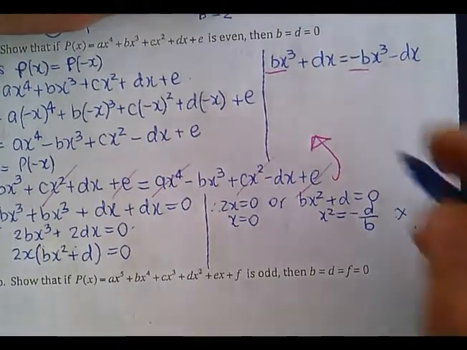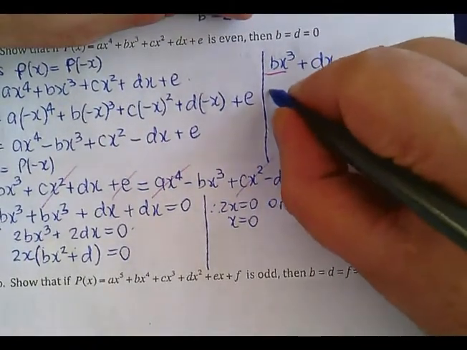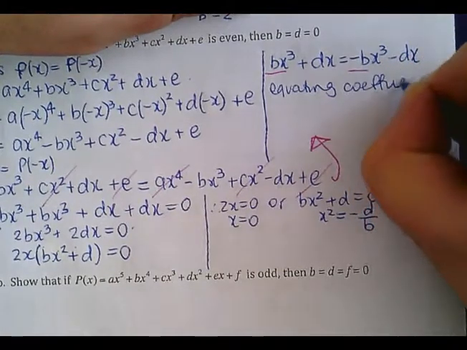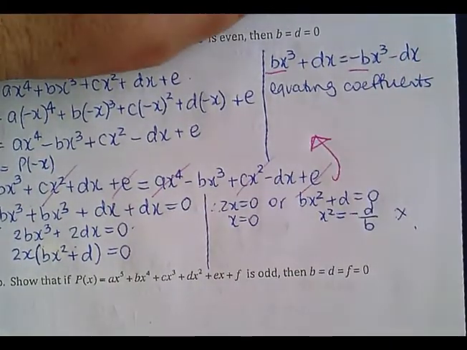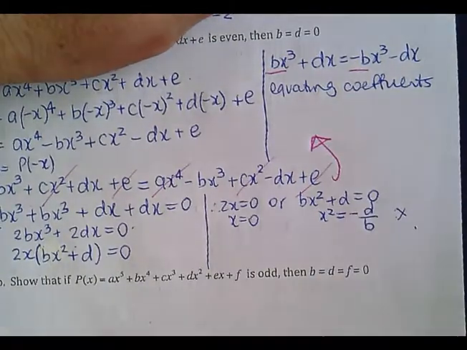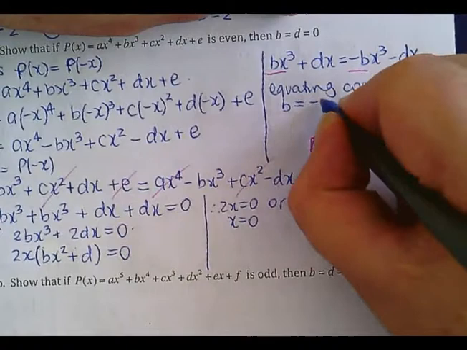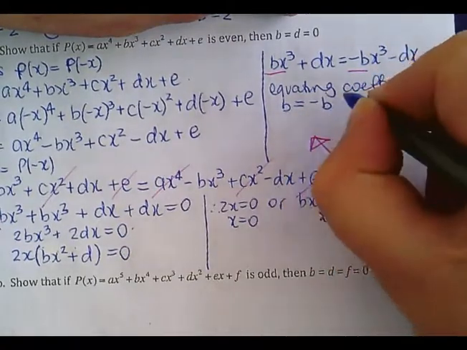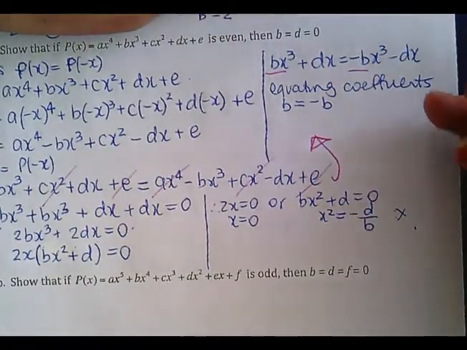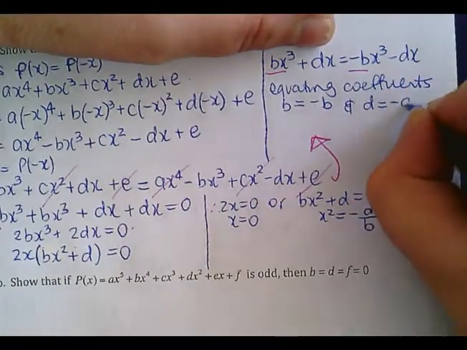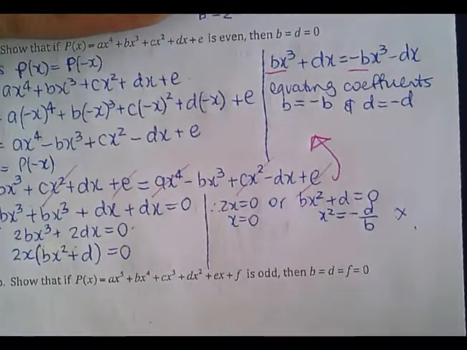equating coefficients of the x cubed. In other words, we look at the coefficients of x cubed. Don't they have to be the same? Equating coefficients, you'd have to have b equals negative b, and d will have to equal negative d. Yes? Now the only way that that will happen is if they're both 0.